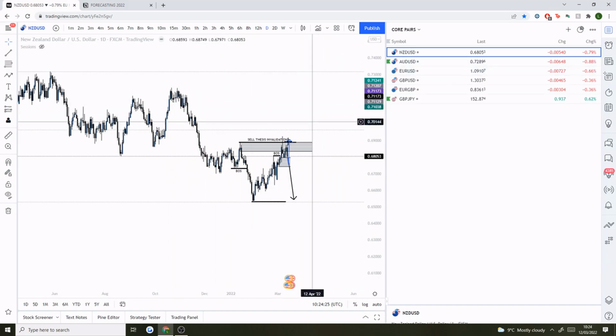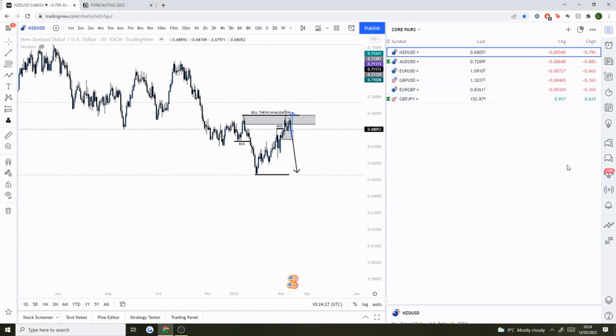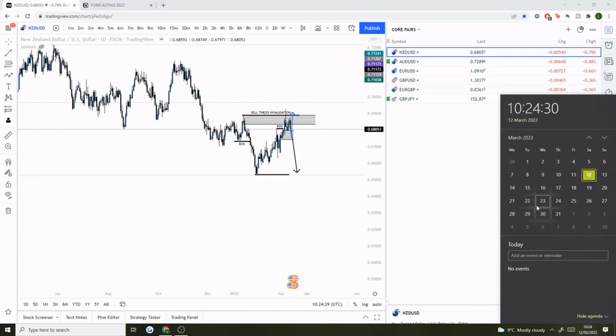So I've jumped on today to do my pre-market analysis, and this will be the pre-market analysis for the week commencing the 14th of March 2022.